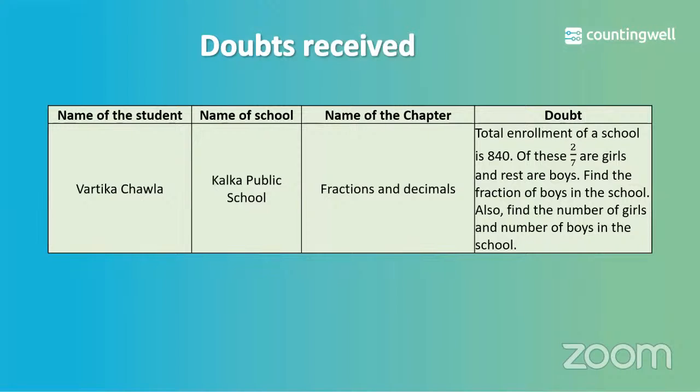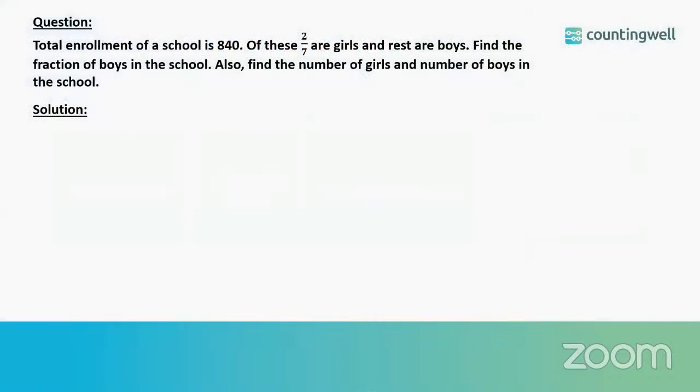The doubt is a word problem. Total enrollment of a school is 840. Out of this, 2 by 7, it is a fraction, are girls and rest are boys. Find the fraction of boys in the school. Also find the number of girls and the number of boys in the school. Let us try to solve this problem.